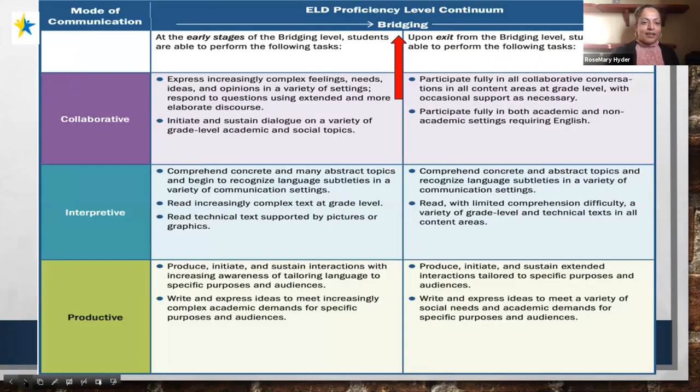So our next is our bridging level. Again, same things for you there. The early stages of bridging level, students are able to perform the following tasks. And then when they exit, what they should be. And hopefully at this point, you're looking at reclassification for those students and the support that you've provided to get them out of there.